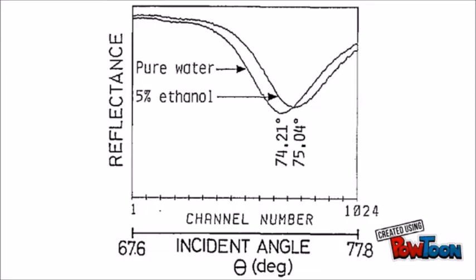For example, here are the reflectance curves of water and 5% ethanol in water solution. The accuracy of this setup comes out to be very high, and this is how SPR sensors work.